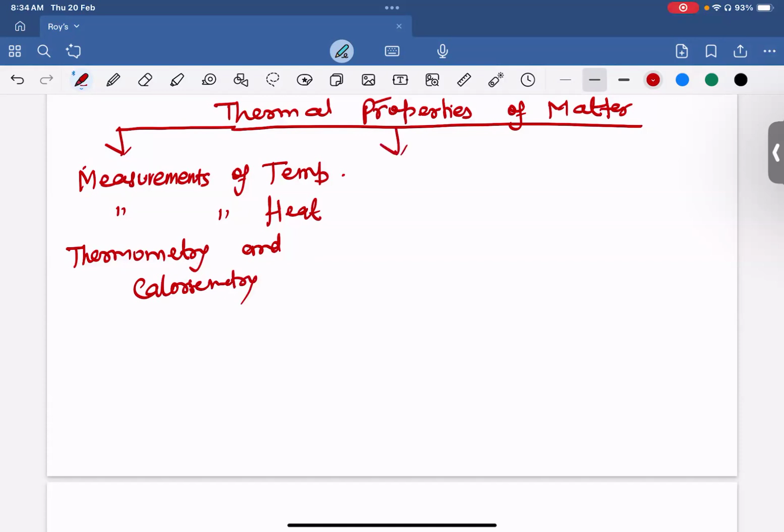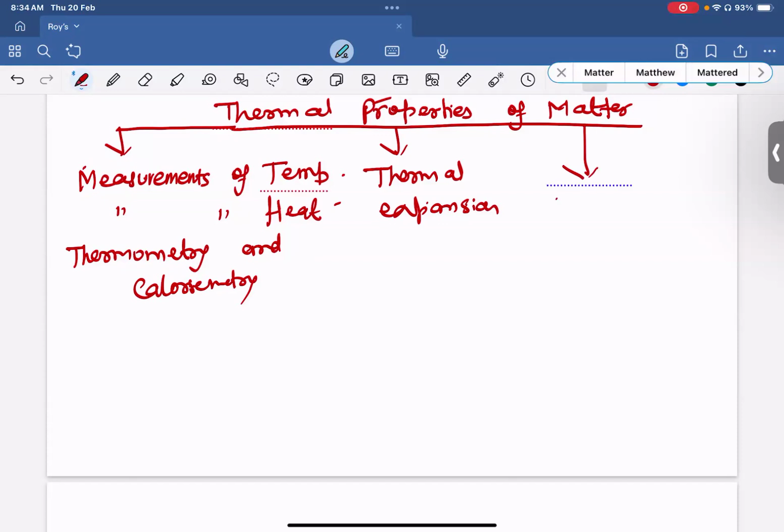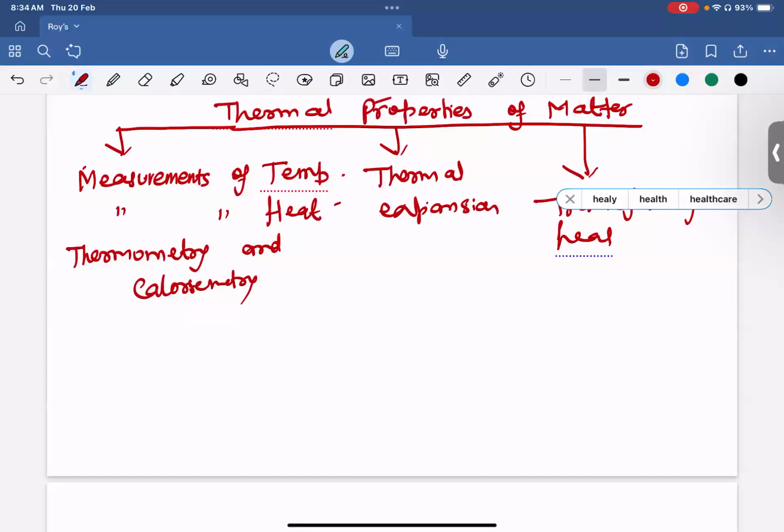Then we do the thermal expansion concept. Thermal expansion. Then we have transfer of heat. So today let's start with measurement of temperature, that we call thermometry.